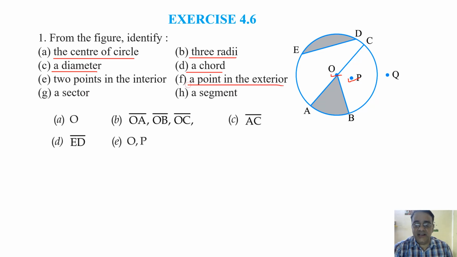A point in the exterior: Q. Right. Next, sector. See, in sector, this shaded portion. This shaded portion is OAB. Right. You can write AOB also.